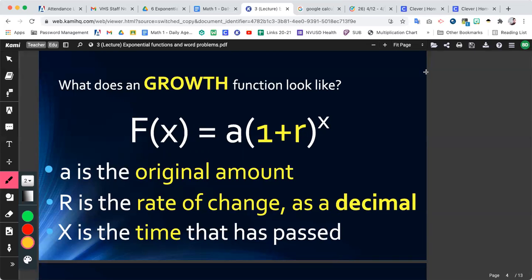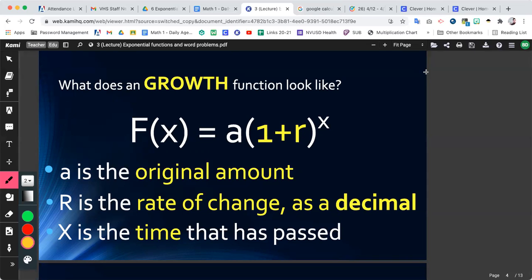Okay, A is the original amount, your principal, what you're investing or what you're starting with. Okay, so A is that original amount that you begin the problem with. The 1 is set, that's a constant amount. So 1, then a plus sign because it's growth. R is your rate of change. How fast are things increasing?